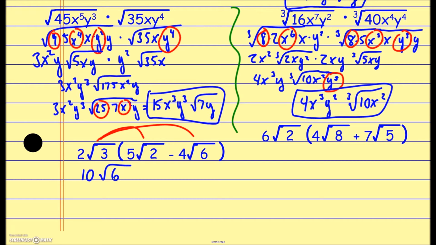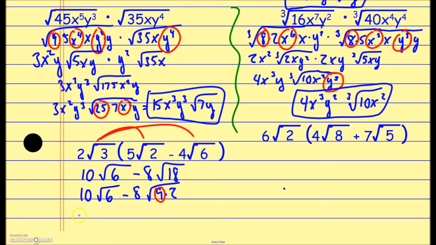And then I do the same thing with the next one. I do the 2 times the negative 4, which gives me a negative 8. I multiply the insides, which gives me an 18. And now from here, I just try to simplify this as far as I can. The 6, there's no perfect squares that divide evenly in there. The 18, I can break that into 9 times 2. And now right here, the square root of 9 gives me a 3.